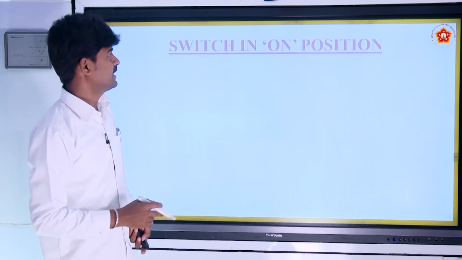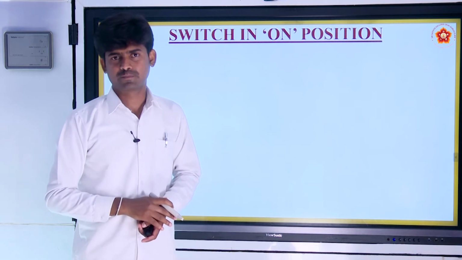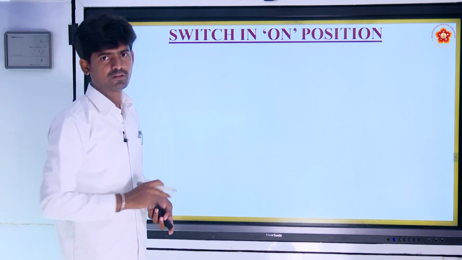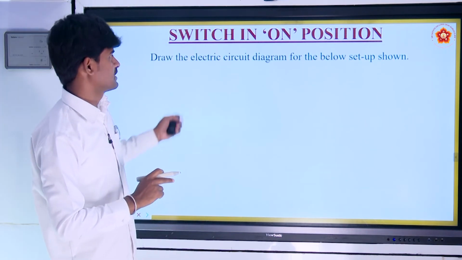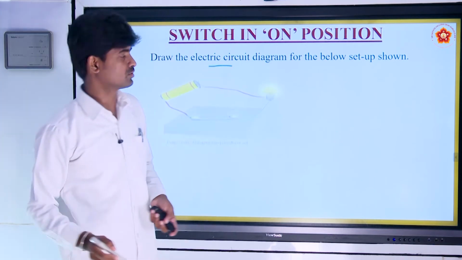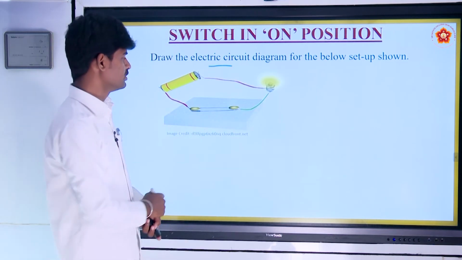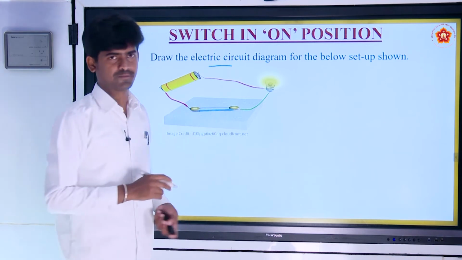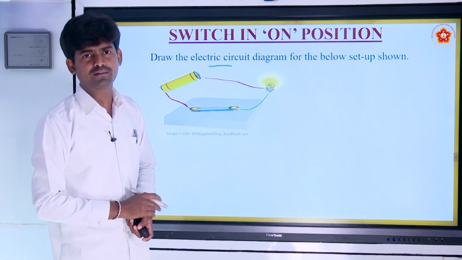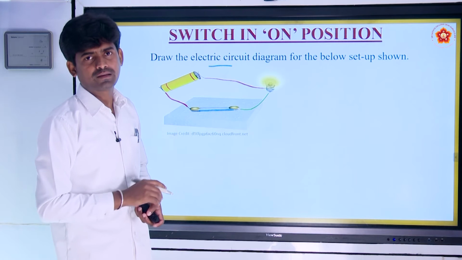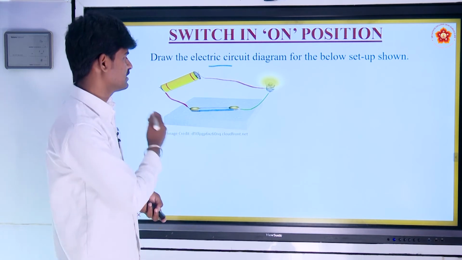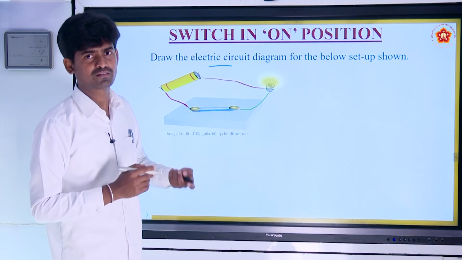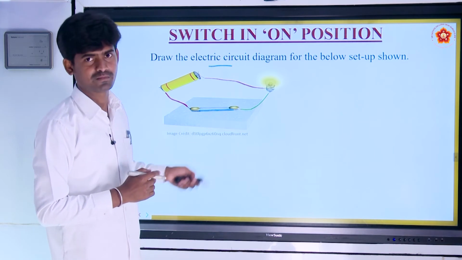Yes. Next one, switch on position. Suppose we switch on, so we get the circuit. Yes, here is an electric circuit. See, here is an electric circuit. Here the switch is on. Yes, how do we write this in symbols? How do we write this diagram as a circuit diagram?